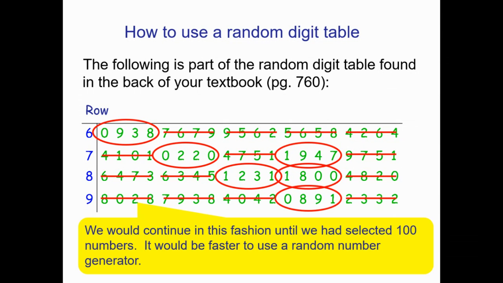Now, it took us that long to do four lines. Imagine if we had to keep doing this until we circled 100 numbers. That's what you'd have to do using a random digit table, yes. It would be way faster to just use a random number generator. You just press enter and here's all your numbers. Even if you need to do it 100 times, just hit enter, write the number down, enter, write the number down, enter. That would be way quicker than going through this table four digits at a time.